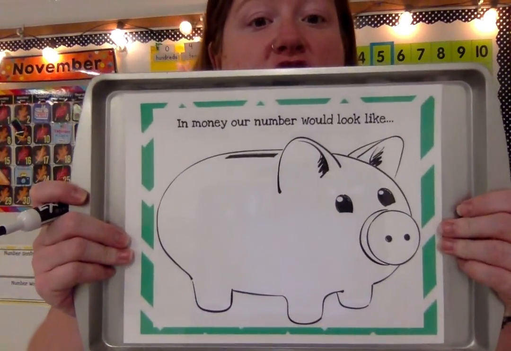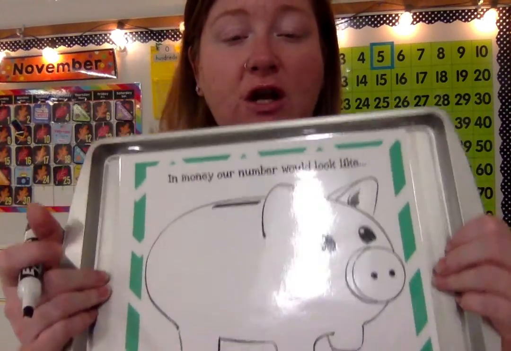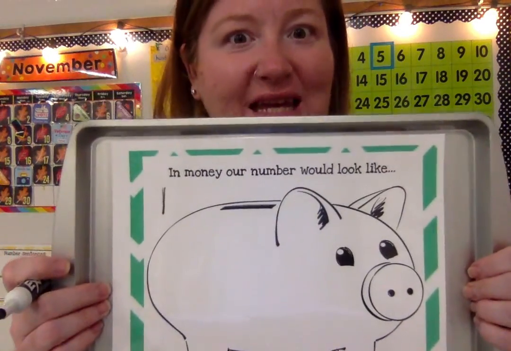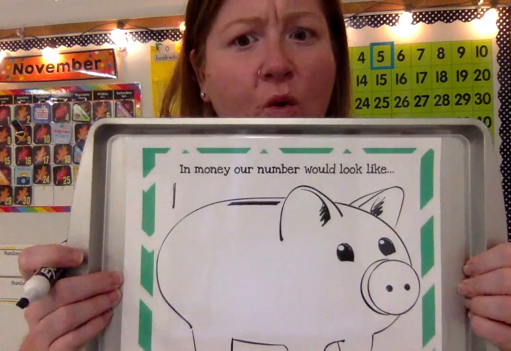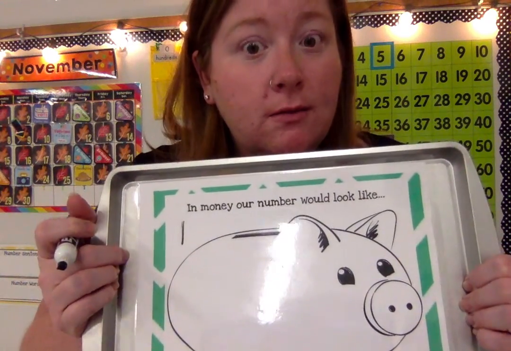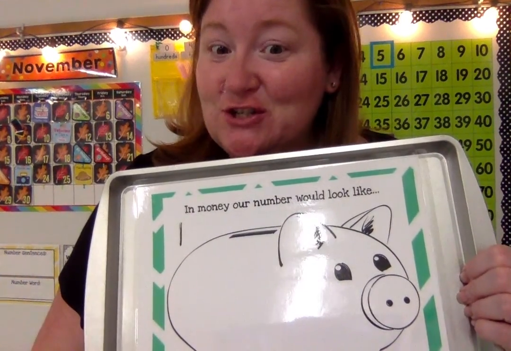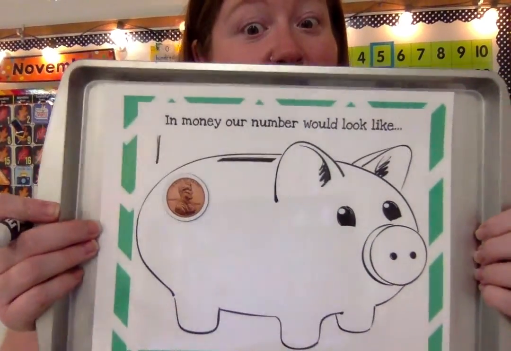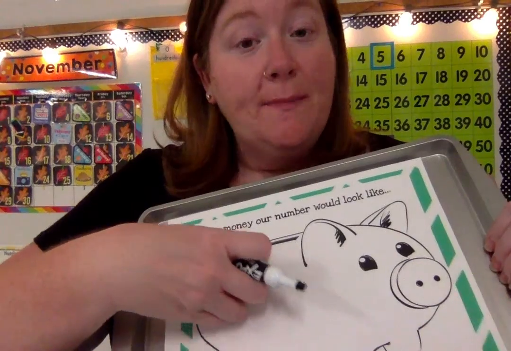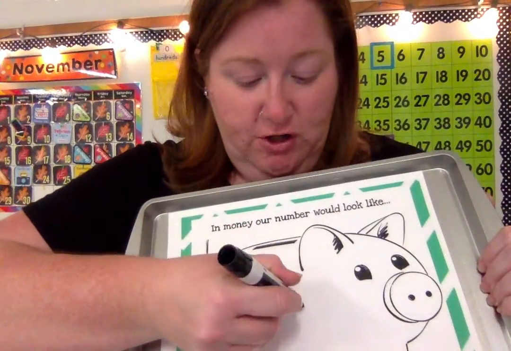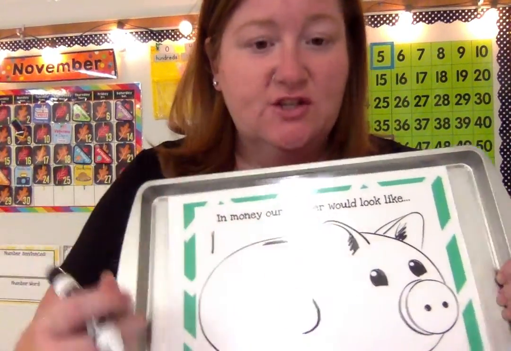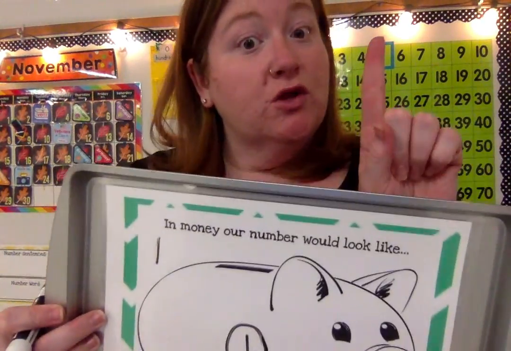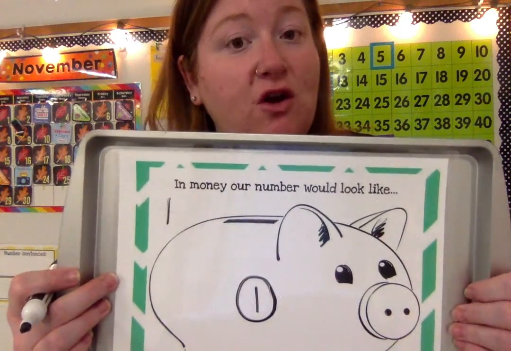So if I wanted to show the number 1 with money, can you think of a coin that's worth 1? Did you say a penny? Yeah, we would put a penny. You could represent that. For you, because you don't have my coins, you can draw a circle. You can choose to write a 1 in it to show that it's worth 1 cent. You know you need the coin worth 1 cent.